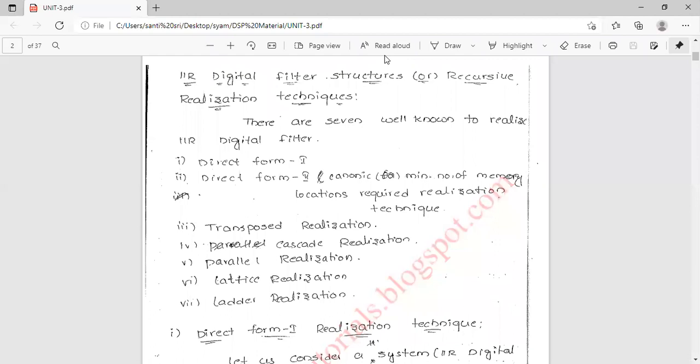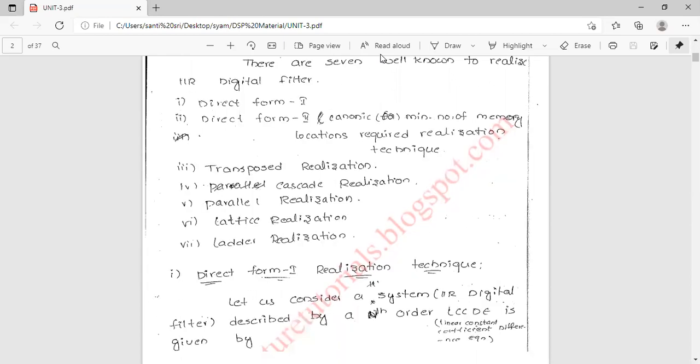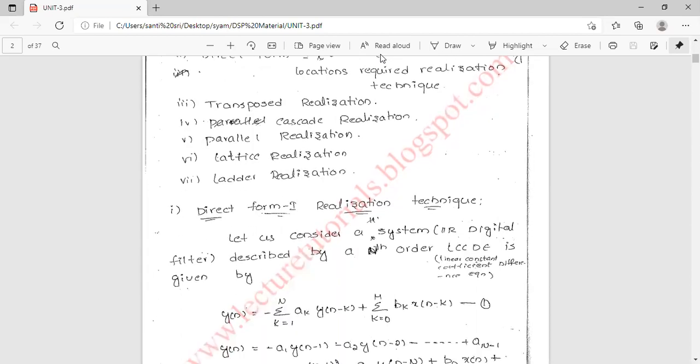First one is direct form 1, second is direct form 2, third is transposed realization, fourth is cascade realization, fifth is parallel realization, sixth is lattice realization, and the seventh is ladder realization. One by one I will explain. First is the direct form 1 realization technique.